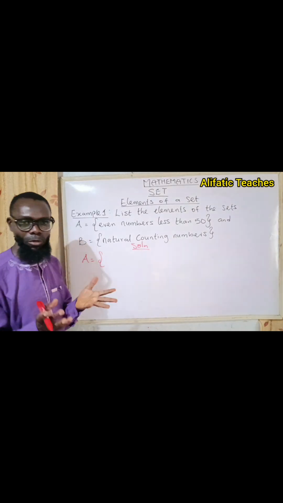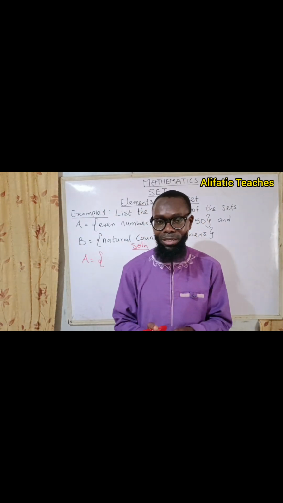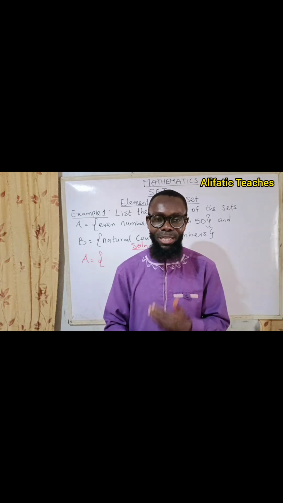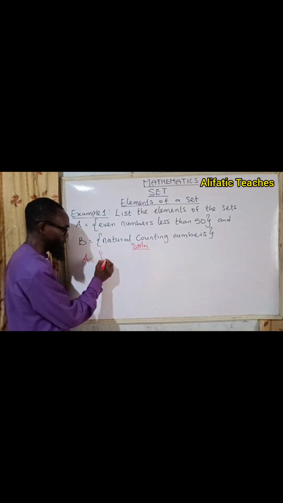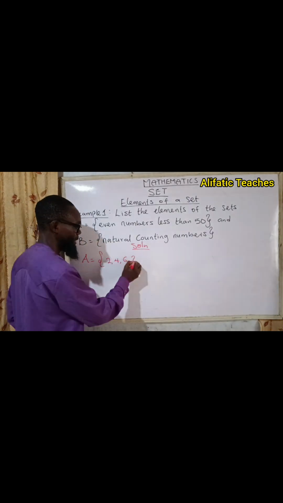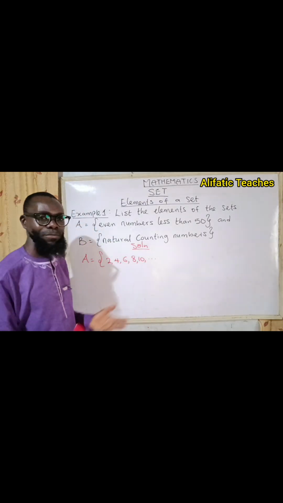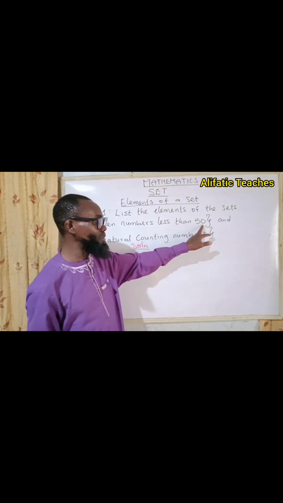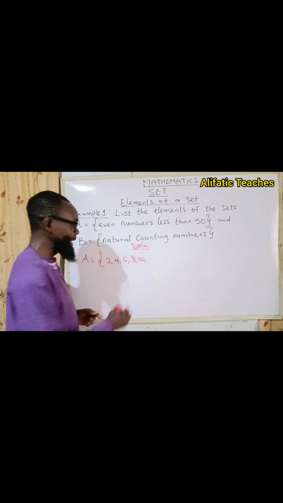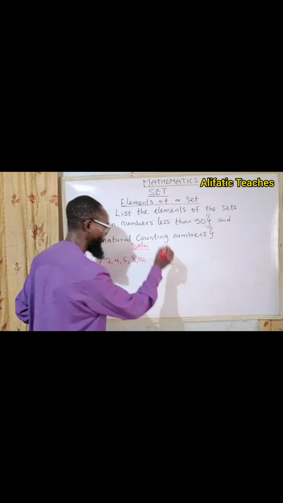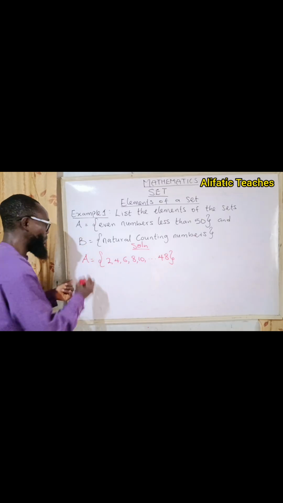We know what even numbers are. They are numbers that can be divided by 2 with no remainder. So they start from 2 and keep increasing by 2. And that even number must be less than what? 50. So we have 2, 4, 6, 8, 10. But I don't want to keep listing, since they say it is less than 50, meaning that the last number will be less than 50. So when you take away 2 from this 50, we're going to have 48. So the last number here is 48. So these are the elements of set A. Okay, set B.